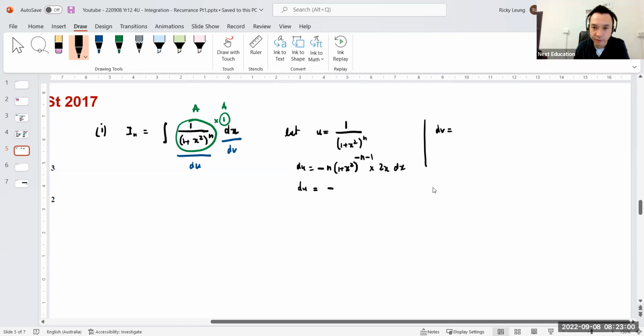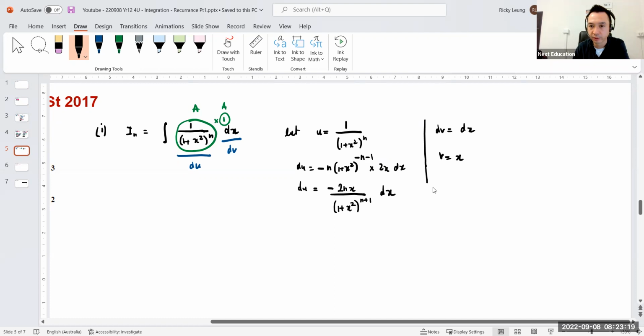I'll clean this up slightly, so that equals minus 2nx all over 1 plus x squared to the power n plus 1. If that's minus, then it'll be n plus 1. And then this guy here would be 1 dx. So when I integrate it, v equals x.